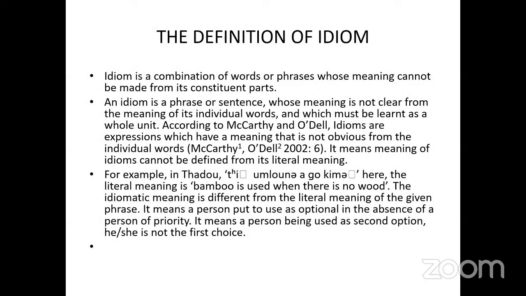Okay, now let's come to the definition of idioms. An idiom is a combination of words or phrases whose meaning cannot be made from its constituent parts. An idiom is a phrase or sentence whose meaning is not clear from the meaning of its individual words and which must be learned as a whole unit. According to McCarthy and O'Dell, idioms are expressions which have a meaning that is not obvious from the individual words. It means the meaning of idioms cannot be defined from its literal meaning.